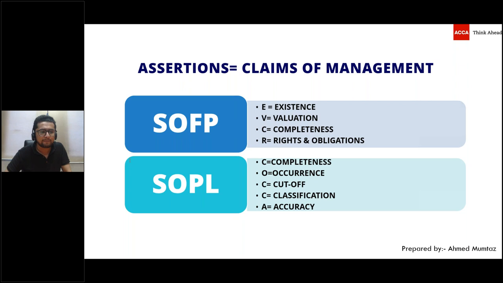Anshira is not absolutely clear with respect to completeness when it comes to the statement of profit or loss. So now imagine there are five expenses and you have recorded four. So now think about the assertions. Have you recorded all five transactions? No. It means your profit and loss account is not complete.